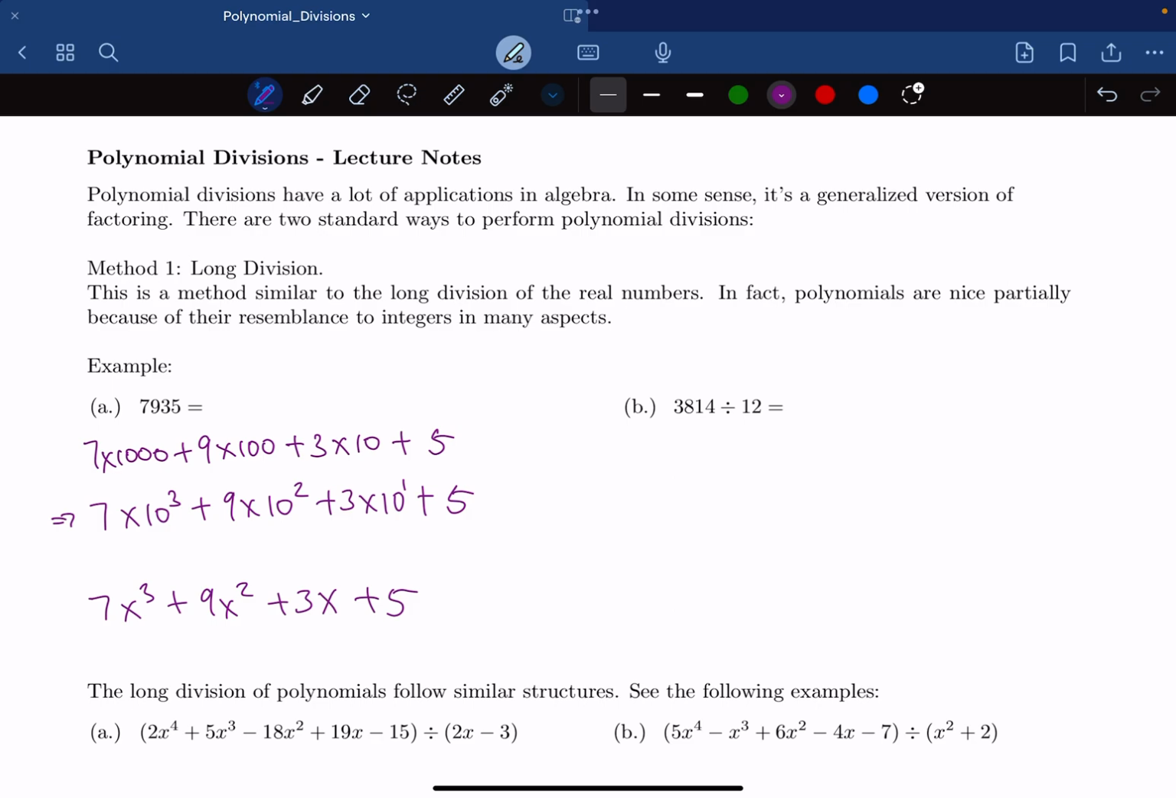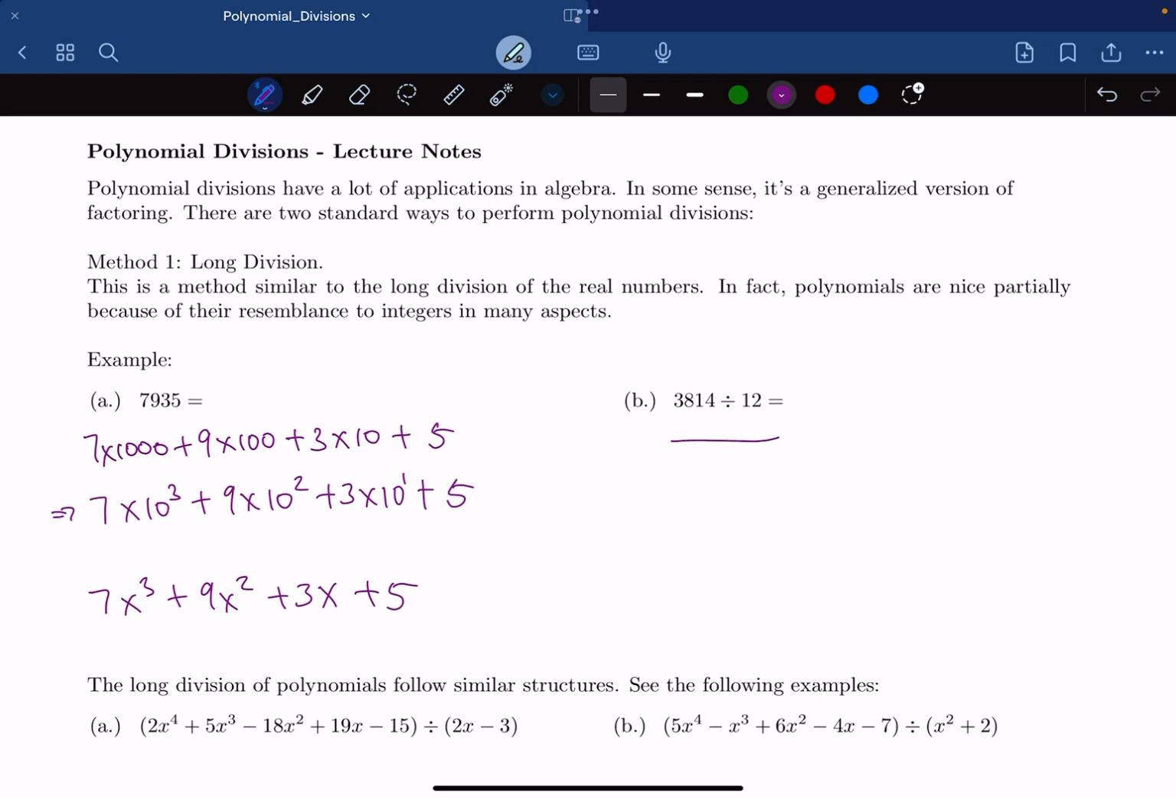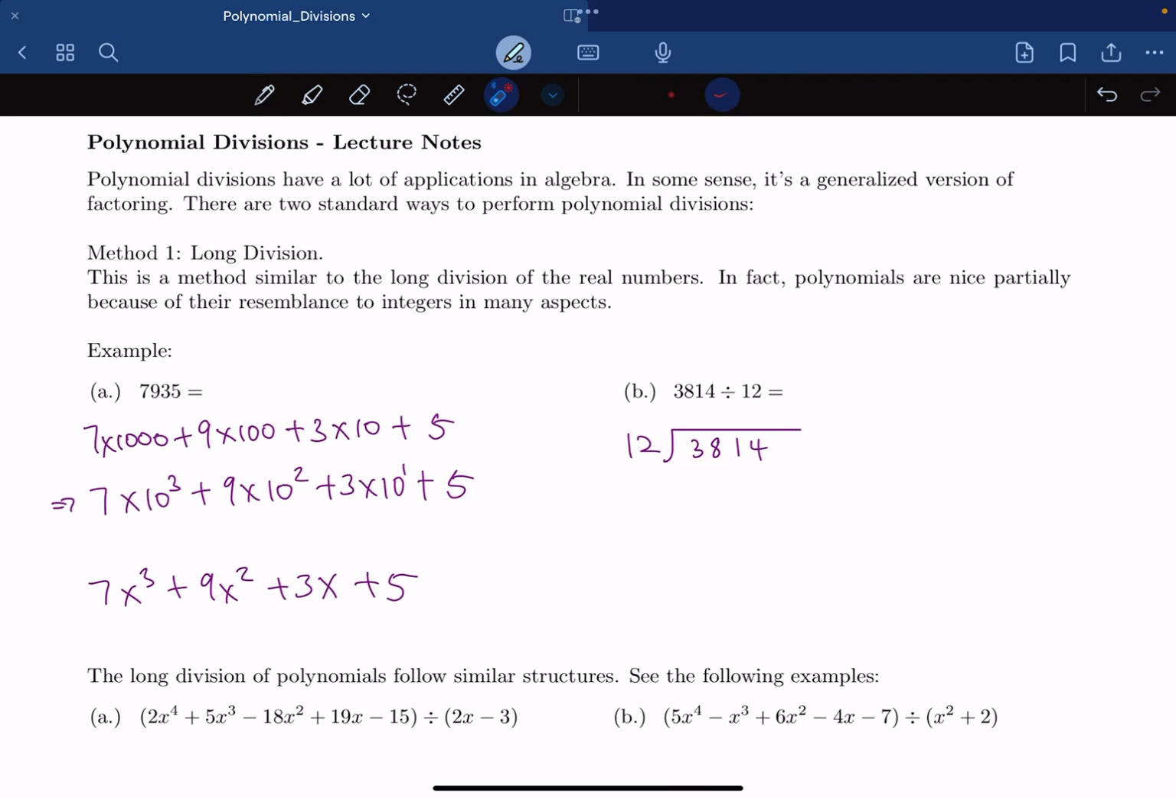Just to remind ourselves what's happening, we're going to go ahead and do a long division of numbers. So 3,814 divided by 12, we set up our long division. 3,814, right? We put that under the division sign here, divided by the divisor, which is 12. And now I need the first two digits, right? Because my divisor has two digits.